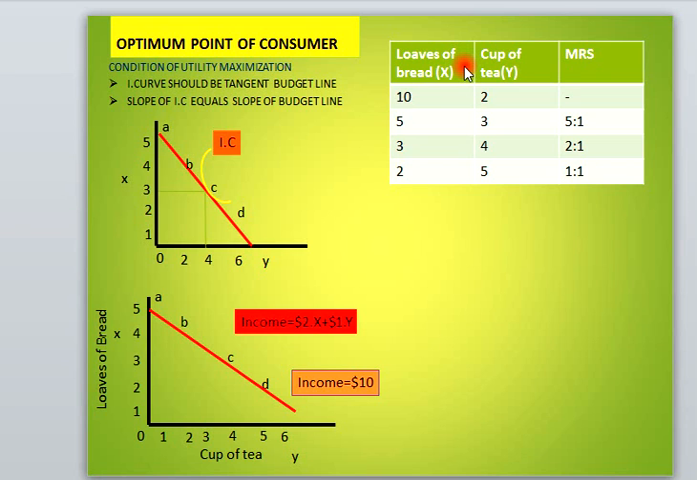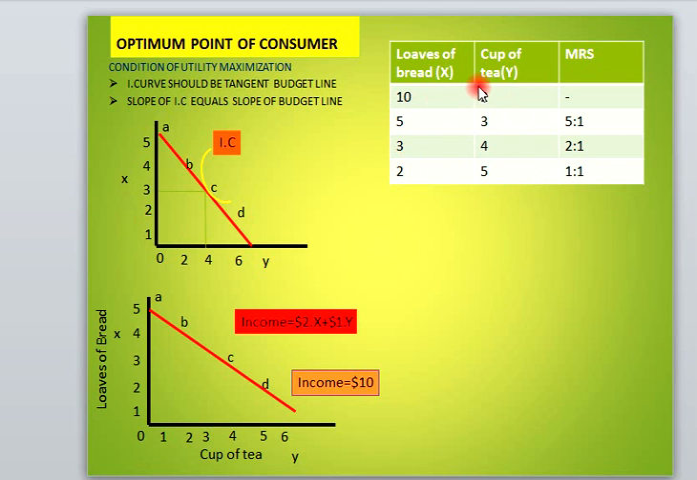This is the indifference table here. If you look at this indifference table now, a consumer is consuming loaves of bread and cups of tea simultaneously, and at this first combination he consumes 10 loaves of bread and 2 cups of tea, which gives the same satisfaction as the second combination, that is 5 loaves of bread and 3 cups of tea. So the satisfaction the man gets from this first combination is also what he gets on the second, the third, and the fourth combination.